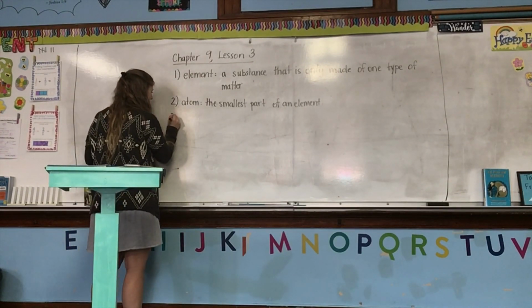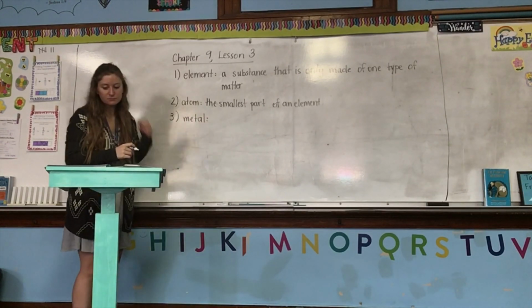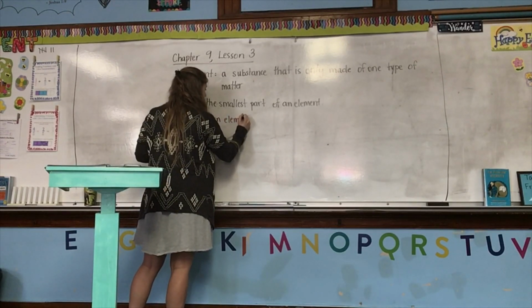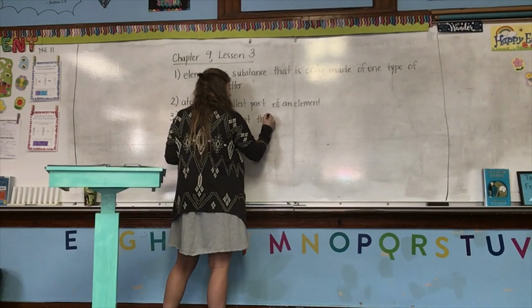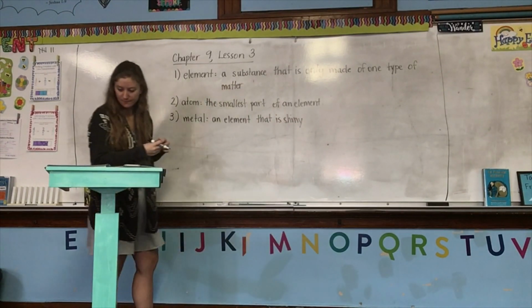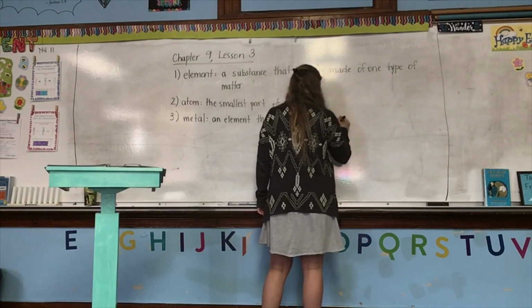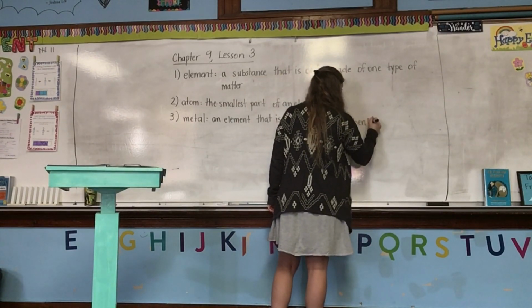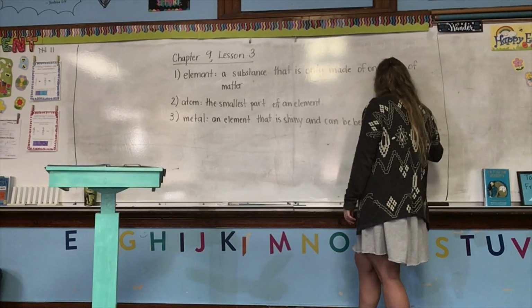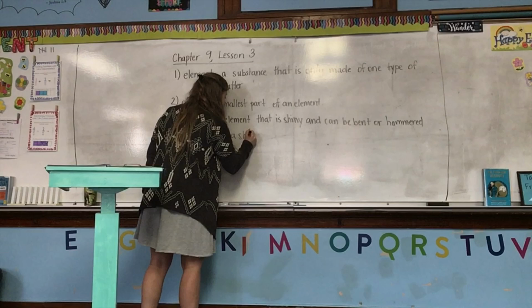So our next word is metal. So metal is an element that is shiny and can be bent or hammered into a shape.